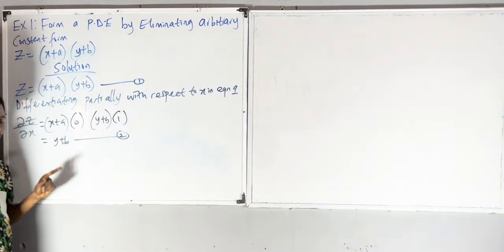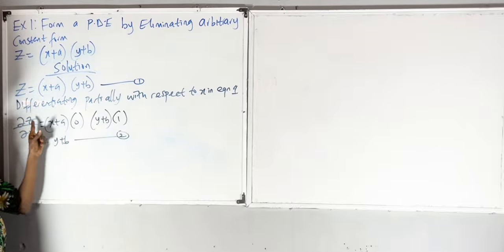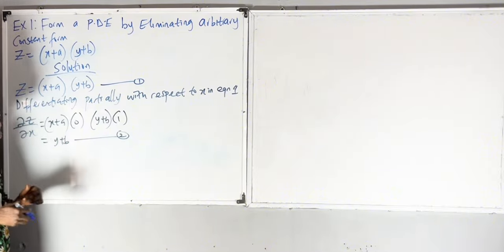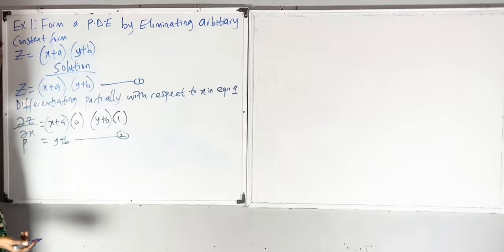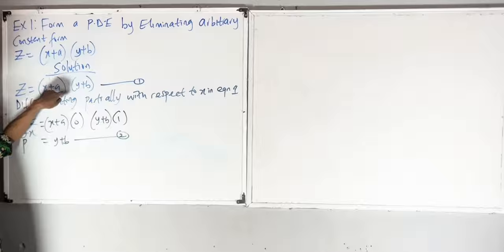Remember that I explained in our previous lesson that whenever we see partial z over partial x, or the derivative of z with respect to x, we call it by the notation p. So my next step is what? To differentiate equation 1 again, partially with respect to what? With respect to y. The reason is that we have arbitrary constants a and b in the given relation.